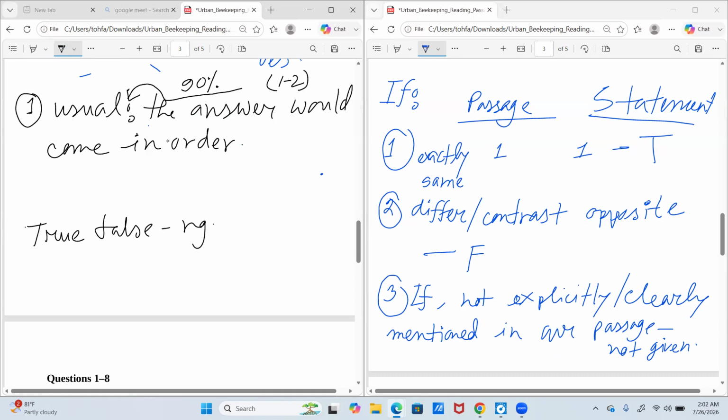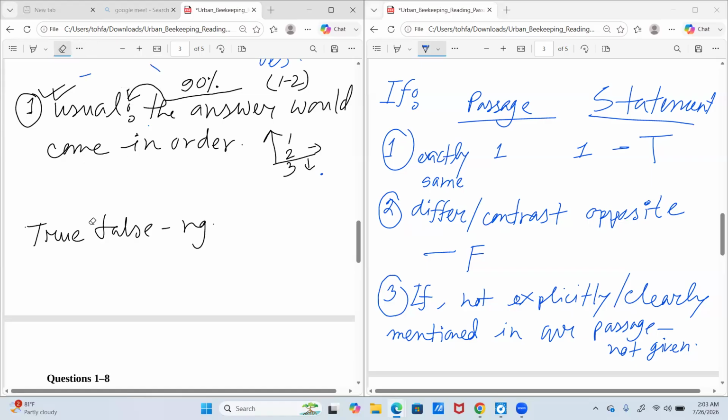Why am I saying this? Because it's helpful, right? If it's in order, then you will obviously find the answer of 3 after you have found the answer of 2. So you need not go back to the previous portion of your passage. So it saves your time, this hack, right? Therefore, I am conveying this message.